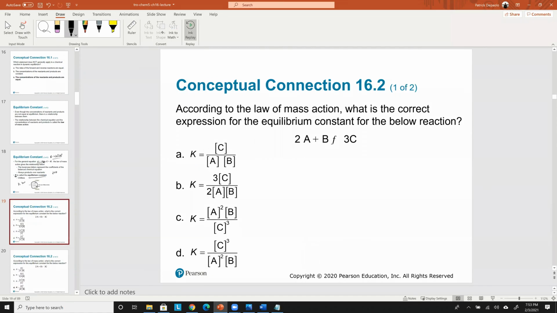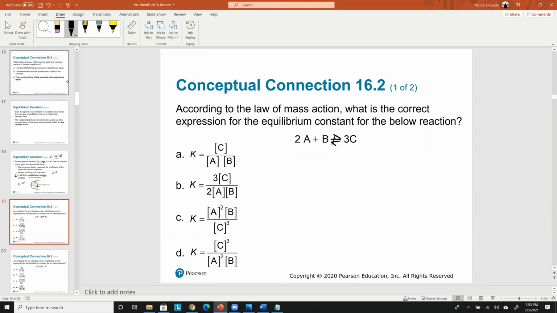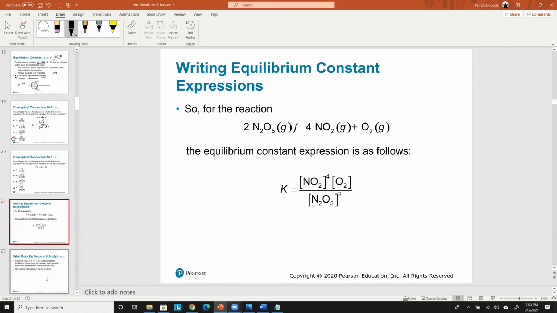So let's do an example of solving for the constant. Anybody want to give me the answer for this one? According to the law of mass action, what is the correct expression for the equilibrium constant for this reaction? Ding, ding, ding, D is the answer. It would be products over reactants, so big K equals concentration of C cubed over A squared times concentration of B. That's option D. Any questions on that? No? Okay, moving on.